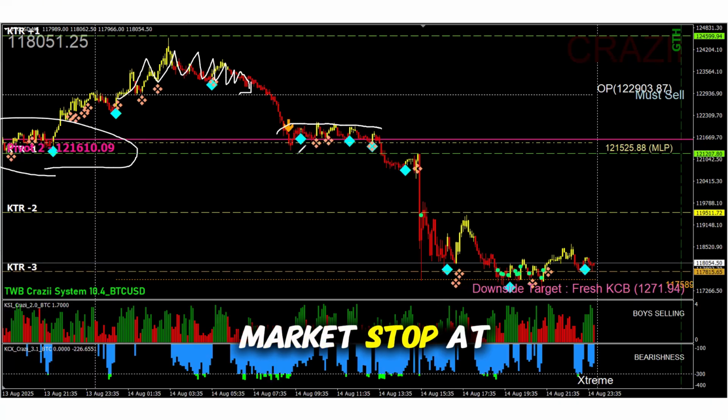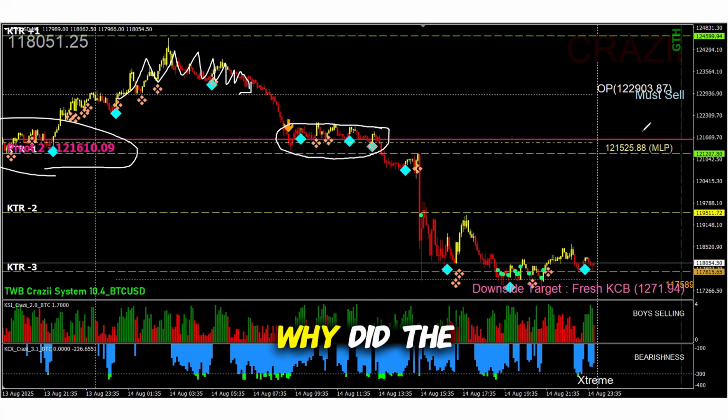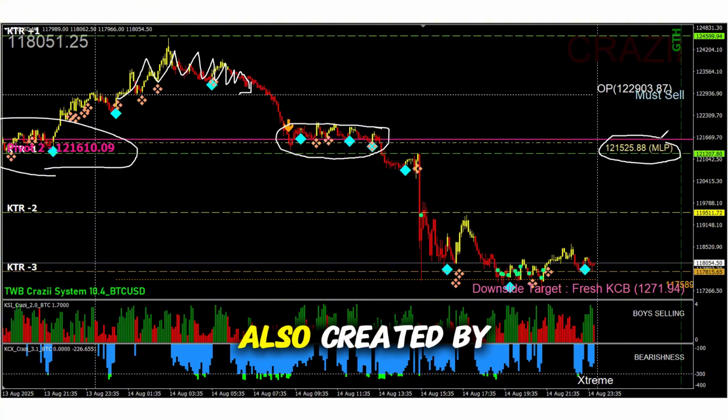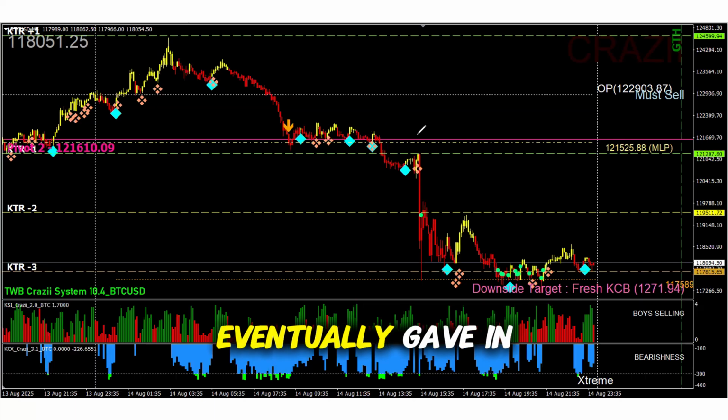Why did the market stop at pivot 2? Why did the market stop at MLP? So this is the point here as well. Pivot 2 is a support. It's a very strong support in the market. MLP is an imaginary line also created by the market prices. So these two of them come together. And that's why you can see on the screen right now, the market stopped there so strongly, it just couldn't go down. Only at the later part did the market eventually give in.